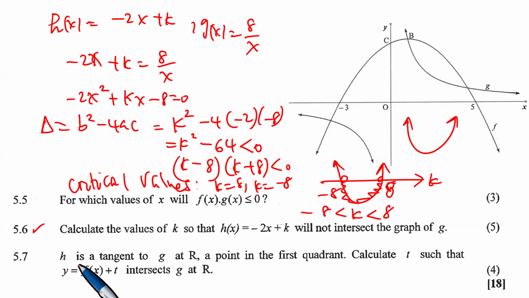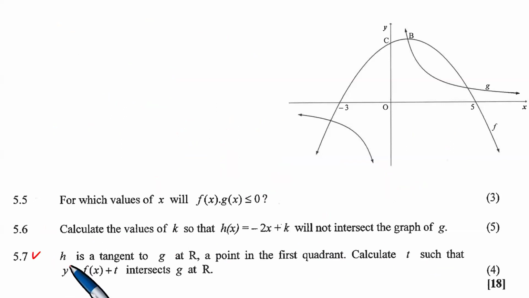Next question. We have calculated in 5.6 the values of k so that these will not intersect the graph of g. Let's look at 5.7. h is a tangent to g at R, a point in the first quadrant. Calculate t such that this intersects g at R. So let us look at this question.